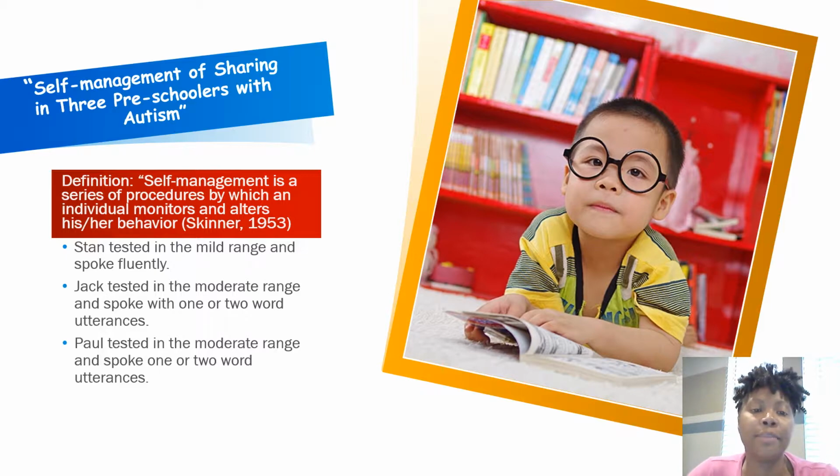Jack tested in the moderate range and he spoke 1 or 2 word utterances, as well as Paul. He also tested in the moderate range and he spoke 1 or 2 word utterances. And their studies were conducted within the preschool classroom with an experimenter.